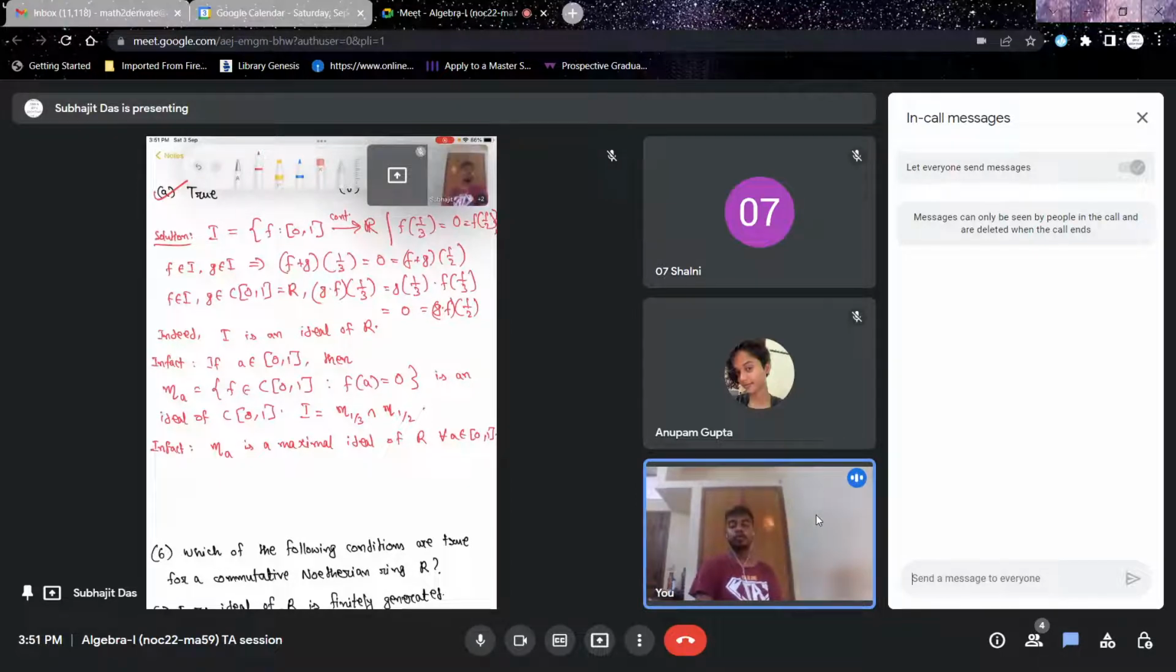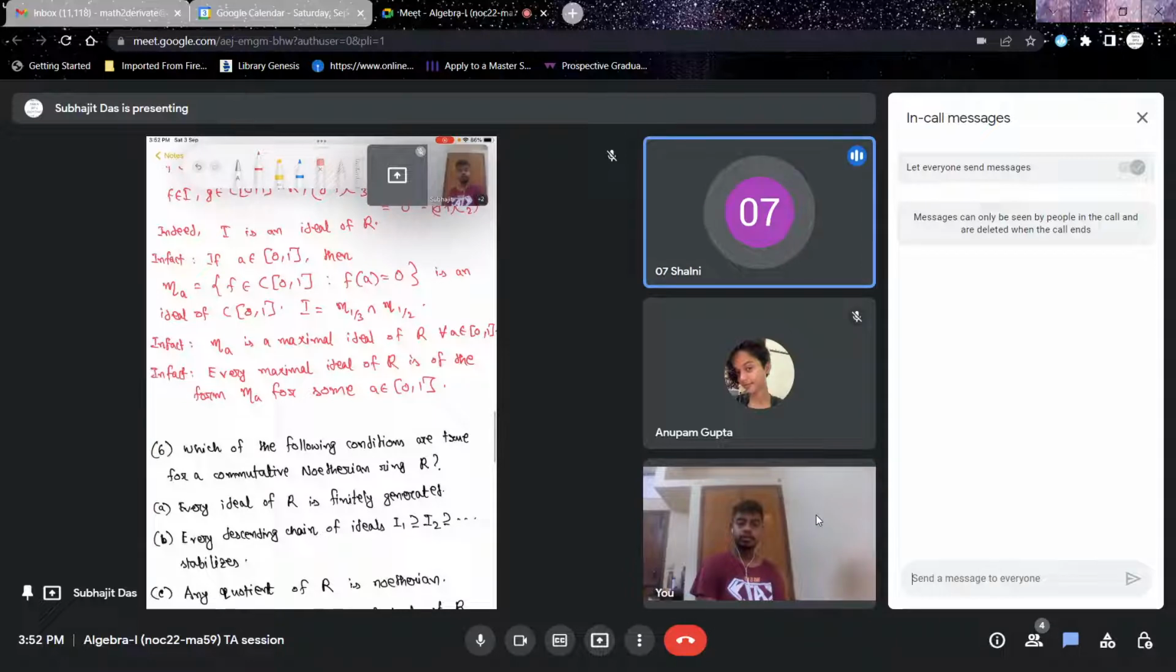But the converse is also true. You can prove that every maximal ideal is of the form m_a for some a in [0,1]. This is what you can actually prove. So have you seen this previously, that every maximal ideal? Sir, I have not seen the converse part.